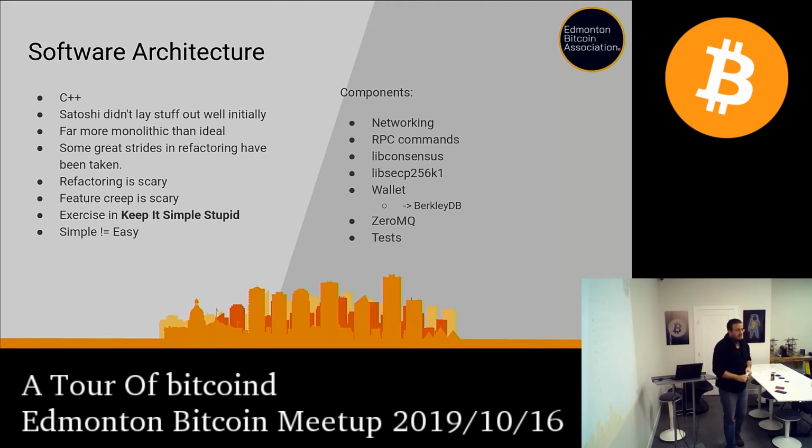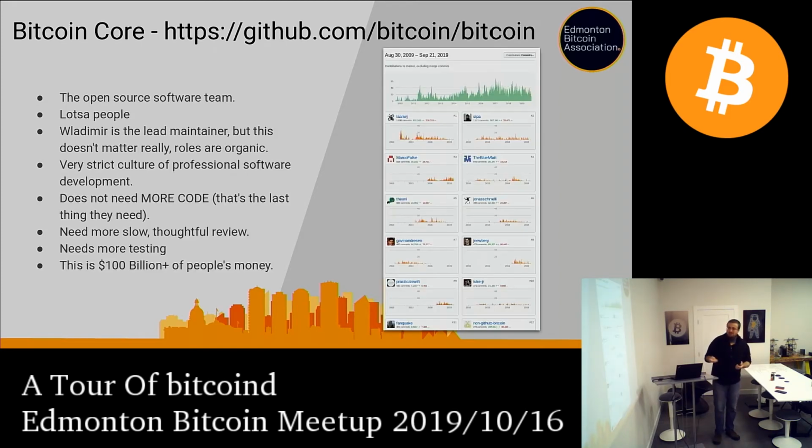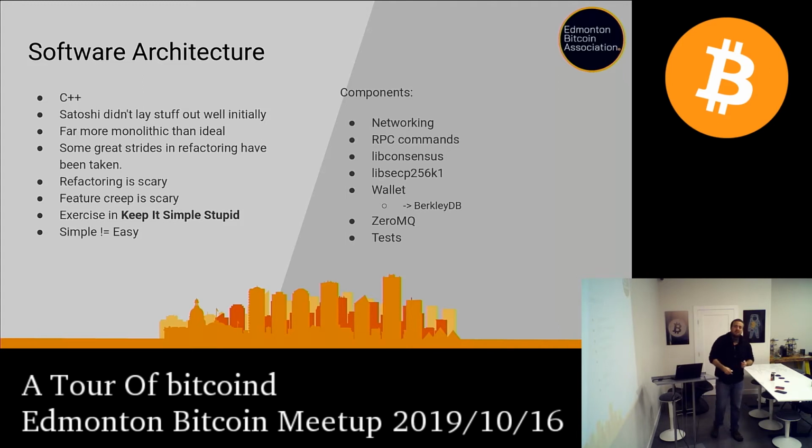Since the handoff from Satoshi, some pretty good strides have been taken in making the code base a lot better. But back to the point that bugs are very expensive: refactoring and reworking this code is very, very scary. That's when bugs happen. So there's a lot of reluctance to make large changes, and a little bit of living with bad architecture for the time being.